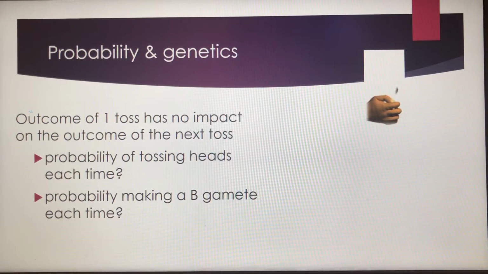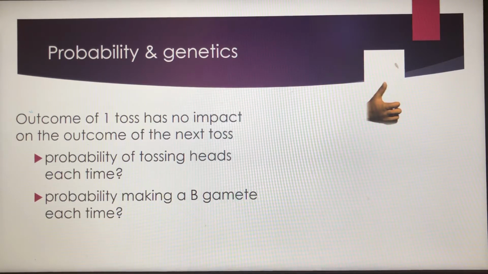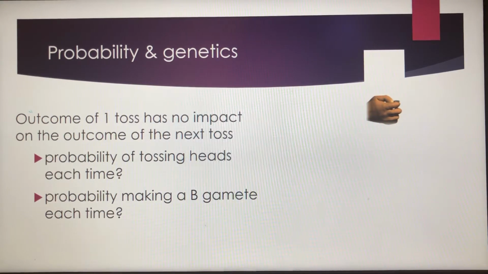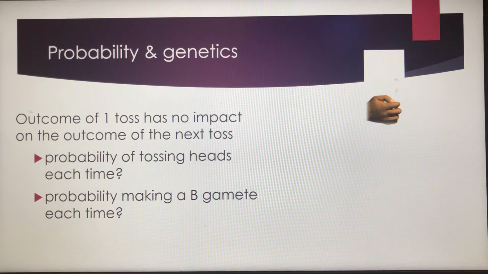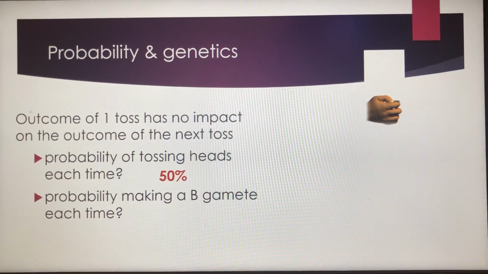All right, so let's just look at this super simple, compare what we know. What would be your probability of tossing a coin? And again, these are independent, meaning your probability of one toss has no impact on the next toss. So what's your probability of tossing heads each time? Every time it's going to be 50%.